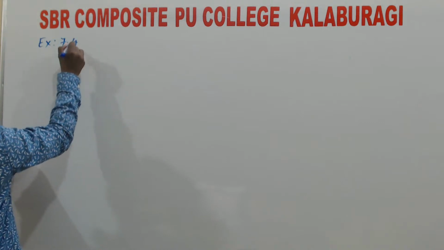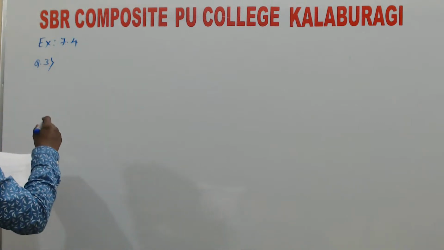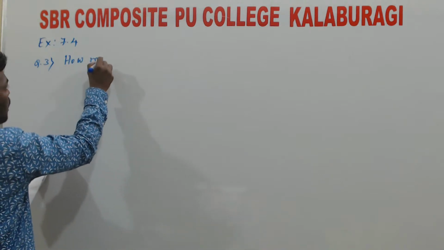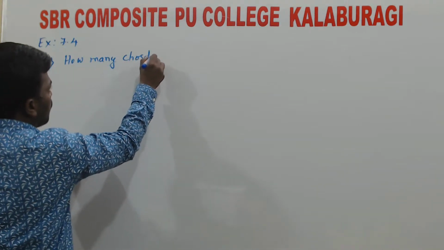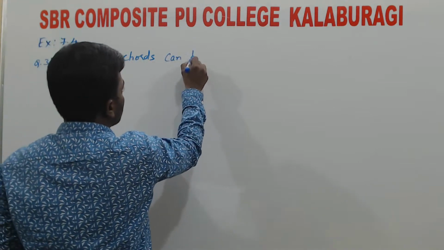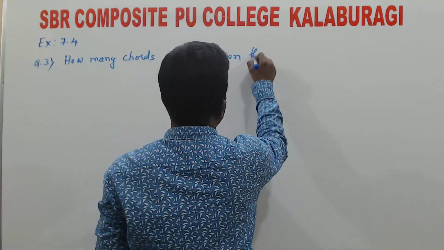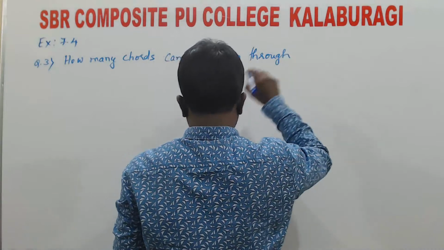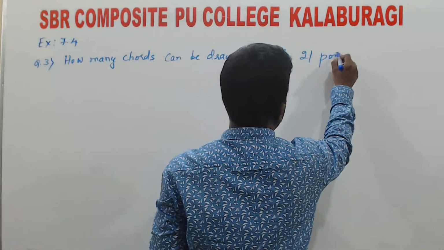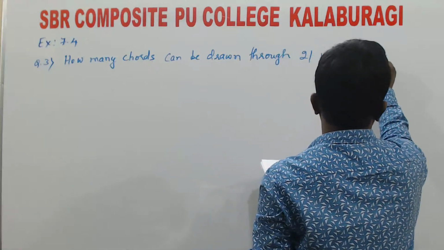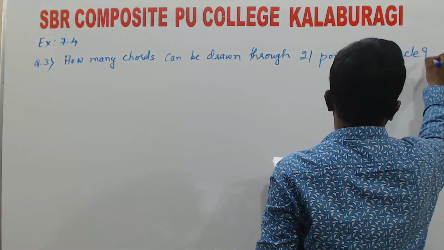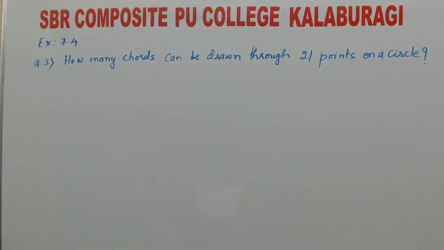Exercise 7.4, question number 3. How many chords can be drawn through 21 points on a circle? 21 points on a circle. So what is the question, students? How many chords can be drawn from 21 points on a circle?